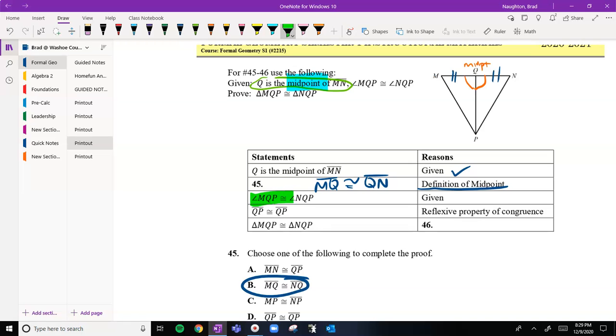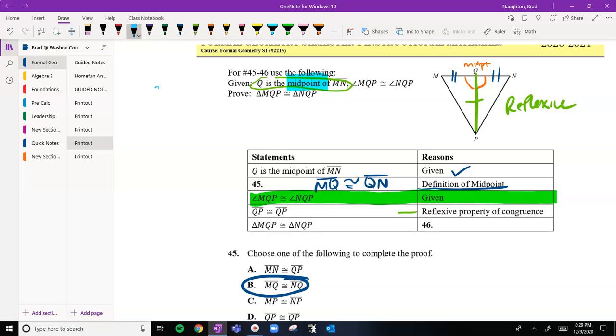Then every once in a while, proofs will do this. They'll put givens, they won't put it all at the beginning. They'll mix it up. That's totally okay. I'm a huge fan of putting all my givens at the beginning, but that's just me. So then they share this side, and anytime you share a side, we call that reflexive, and obviously that's what we have right here.